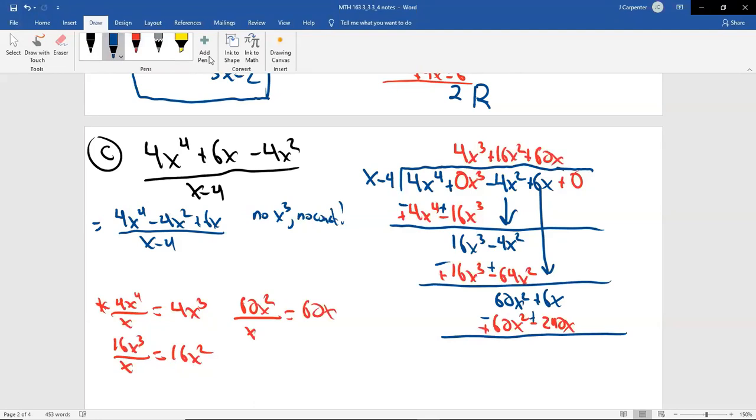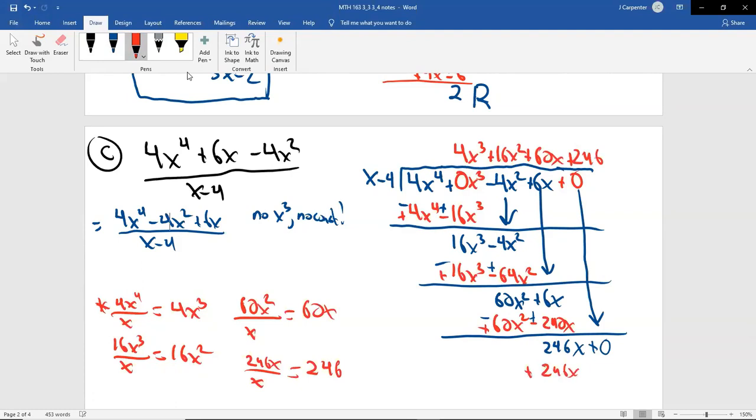First pair will cancel. 6 plus 240 is 246x. Numbers are getting pretty big. That's okay. And then we bring the plus 0 down. Admittedly, this really won't affect us, but it's just a good habit. Then we divide the 246x divided by the x, which is 246. You can tell when you're done or about done because you'll have no more x's in your answers for the quotient. So plus 246, multiply, that'll be 246x, which is positive.